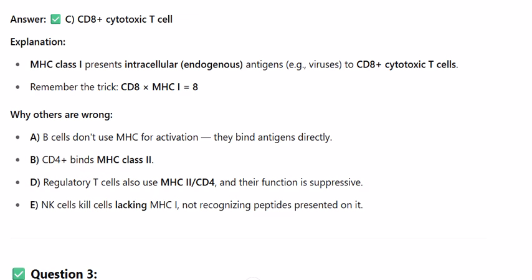Why others are wrong. A. B cells don't use MHC for activation. They bind antigens directly. B. CD4 plus binds MHC class 2. D. Regulatory T cells also use MHC2-CD4, and their function is suppressive. E. NK cells kill cells lacking MHC1, not recognizing peptides presented on it.